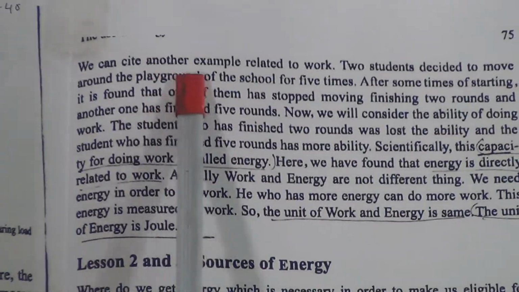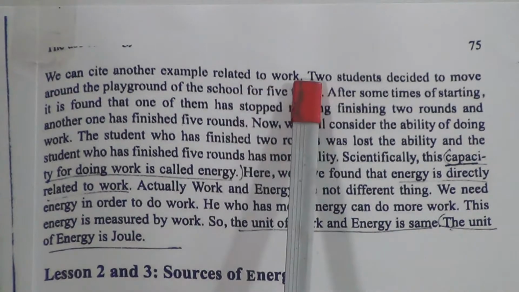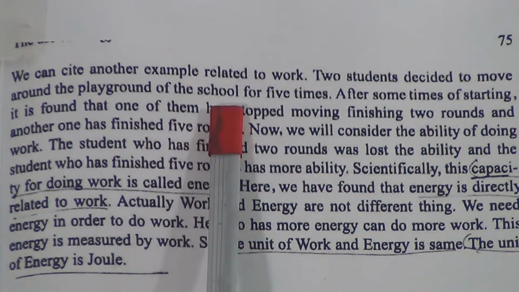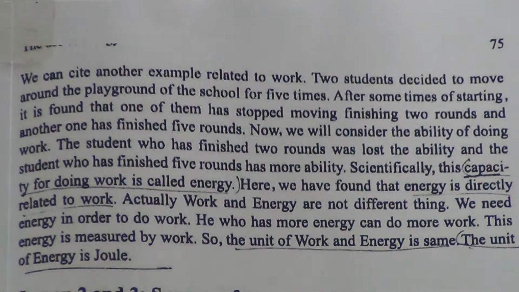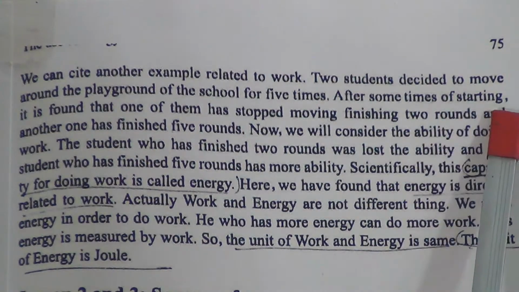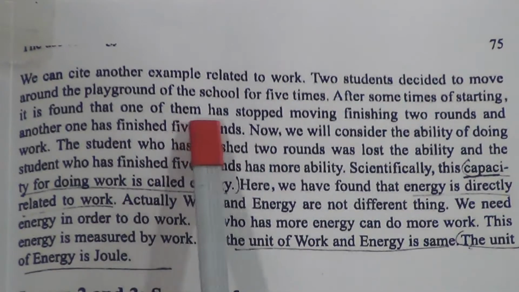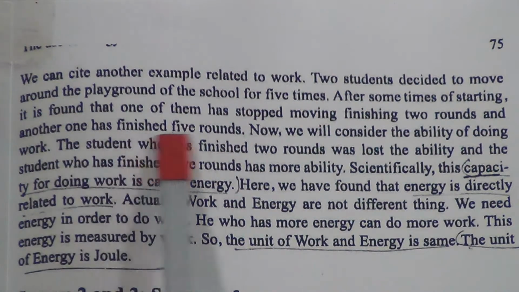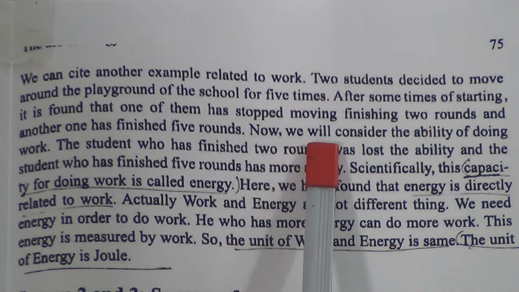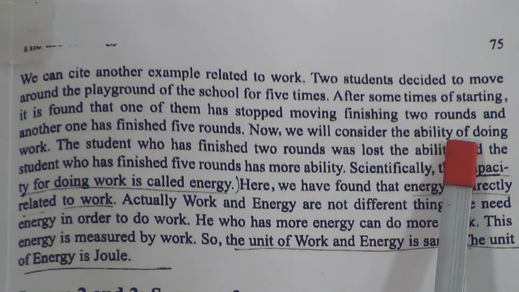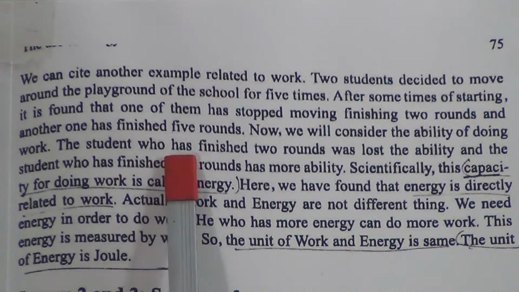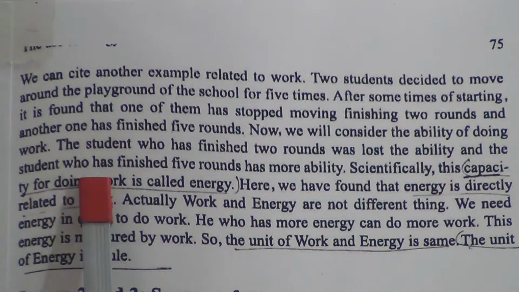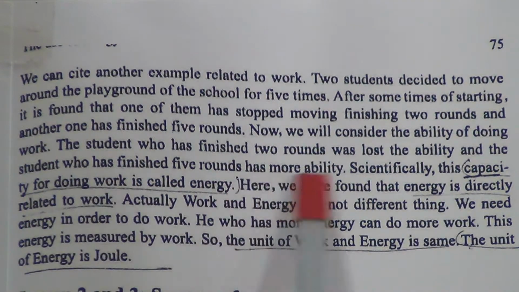We can cite another example related to work. Two students decided to move around the playground of the school 5 times. After some time of starting, one of them has stopped after finishing 2 rounds, and another one has finished 5 rounds. Now we will consider the ability of doing work. The student who finished 2 rounds lost the ability, and the student who finished 5 rounds has more ability.